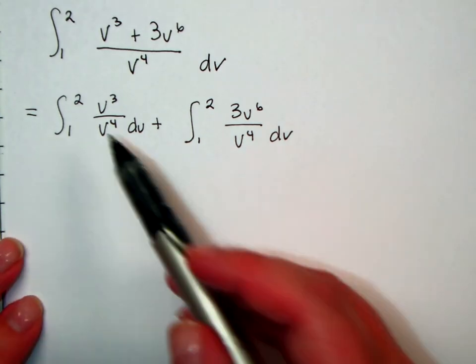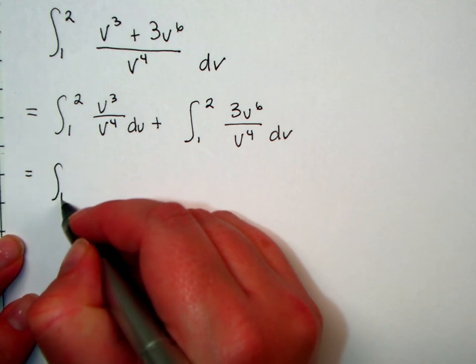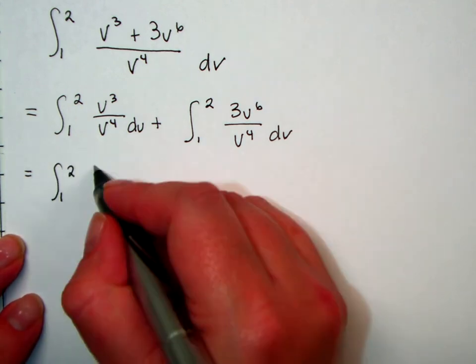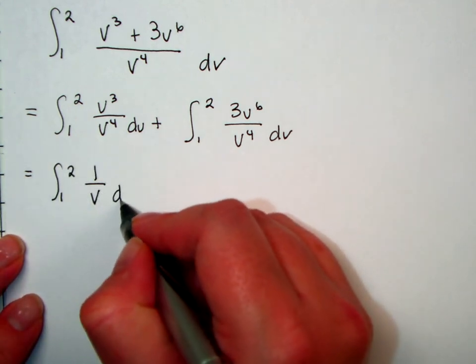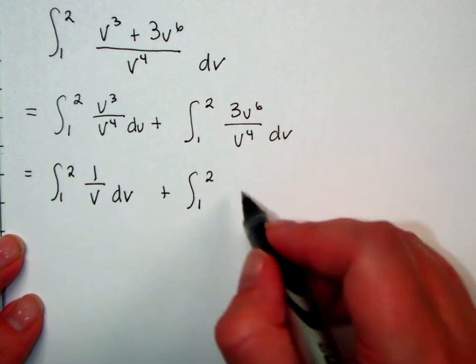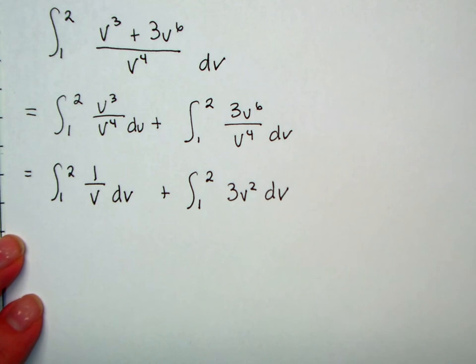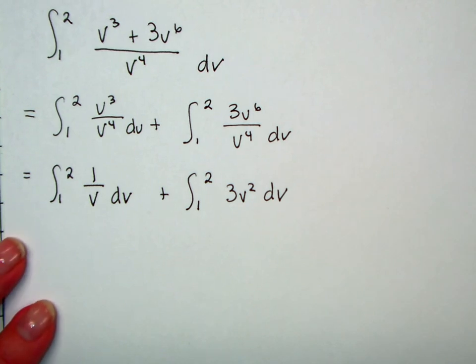So now what we're going to do is go ahead and reduce these. Right? So we get the integral from 1 to 2 of 1 over v dv plus the integral from 1 to 2 of 3v squared dv. Right? And I am going to leave it as 1 over v.